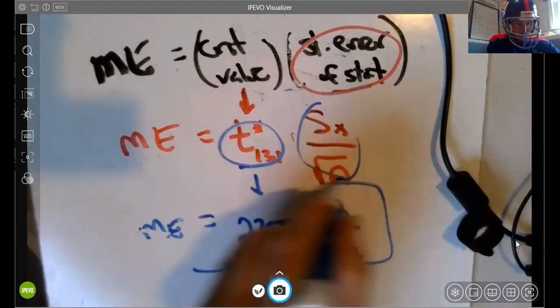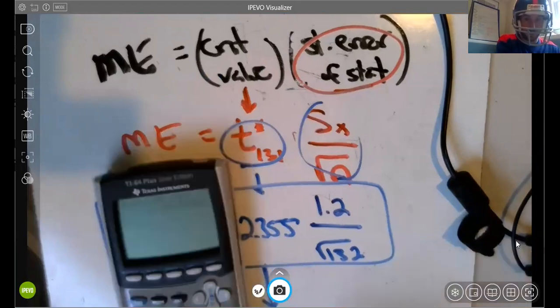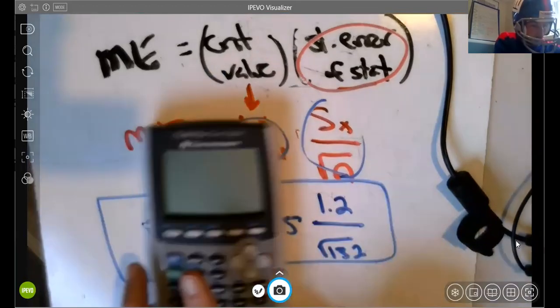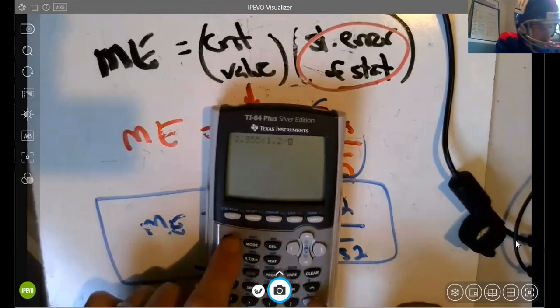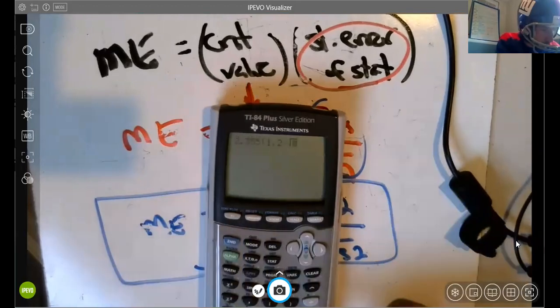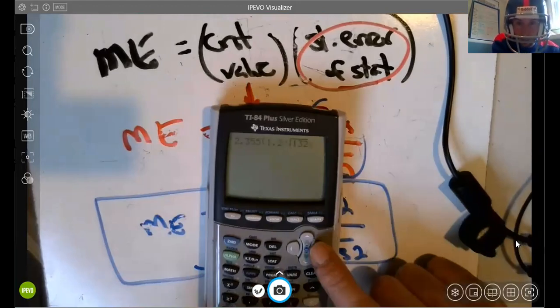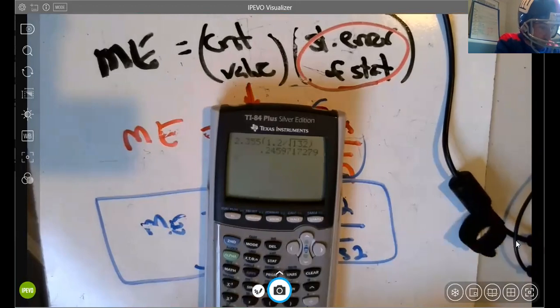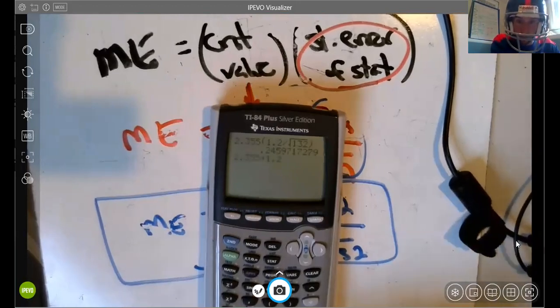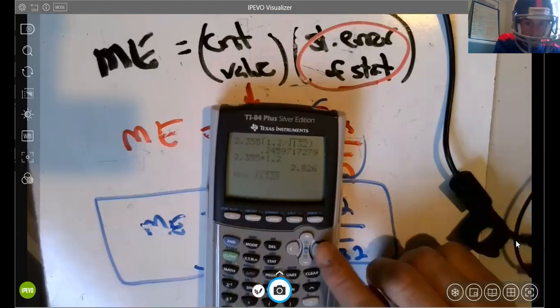So this is how I calculate margin of error. I've got a couple options. I can do 2.355 times 1.2 over, whoops, the square root of 132, n, not degrees of freedom. Or I could do 2.355 times 1.2, just multiply the numerators of the fractions and then divide by the square root of 132. Whatever.